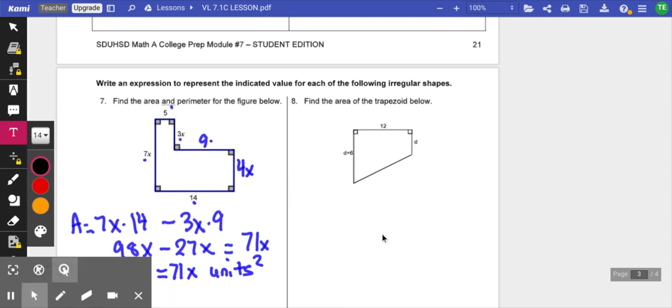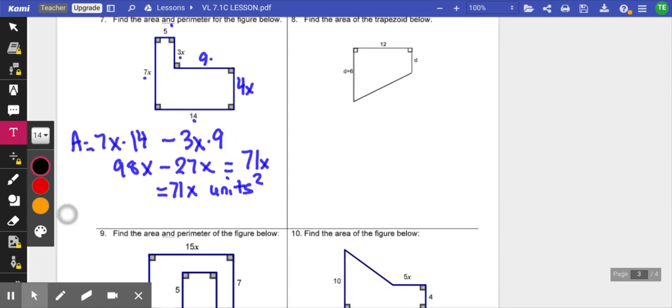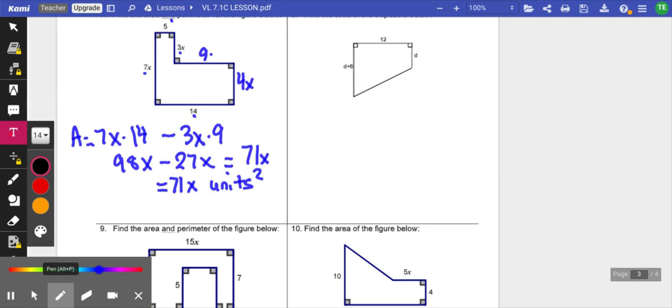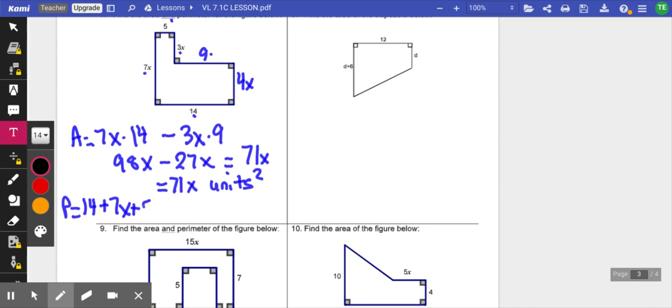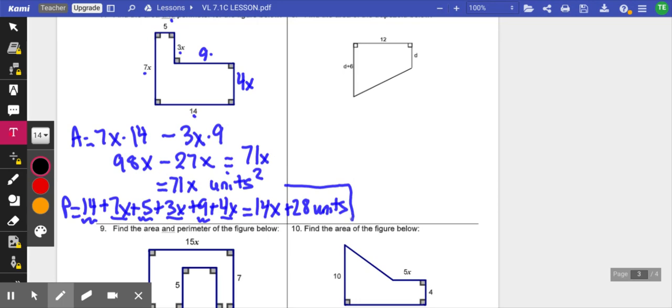And now I can write down, going around the shape, my perimeter at 14 plus 7x plus 5 plus 3x plus 9 plus 4x. I had to combine my like terms. I have 7x plus 3x plus 4x. That's 14x. And my numbers, 14 plus 5 plus 9, that's 28. So I have 14x plus 28 units. And I'm going to go like that so I'm not cutting to the next problem.